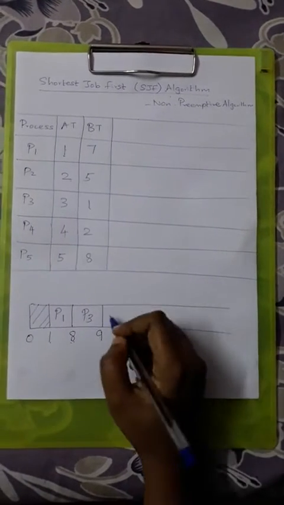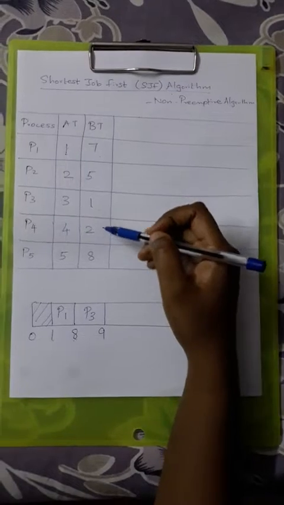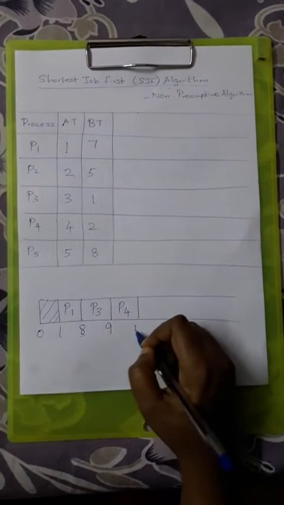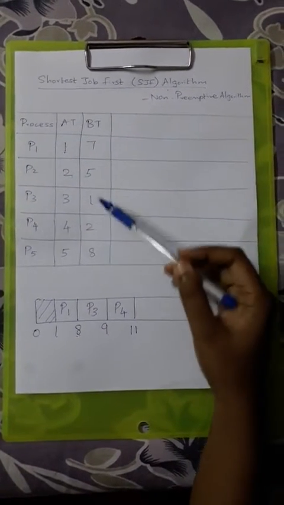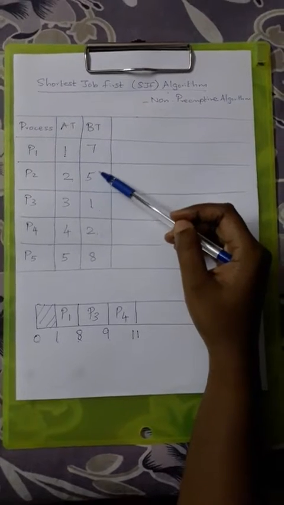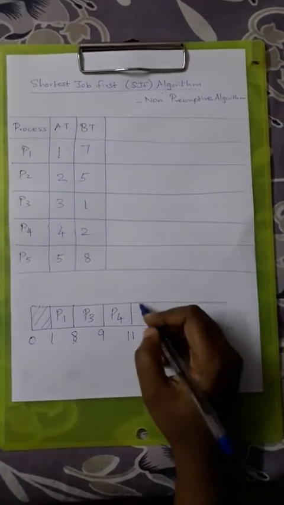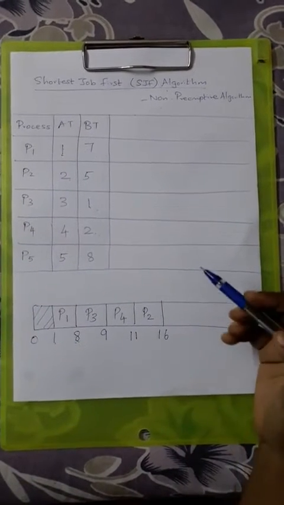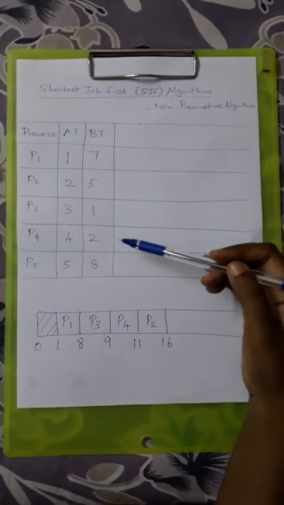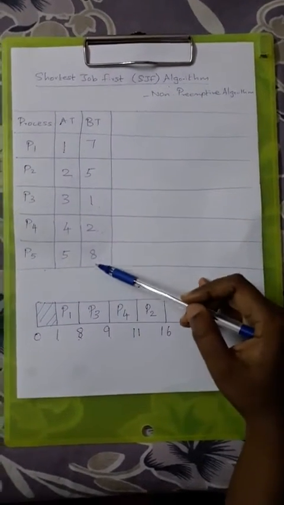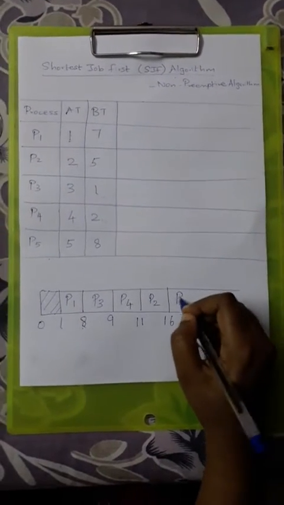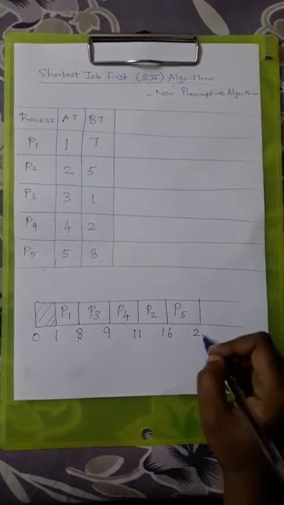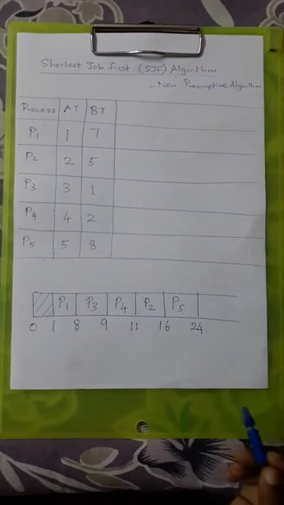Next is process P4, because the next minimum execution time is for P4. So P4 will execute from 9 to 11 milliseconds. Next, P2, which has a 5 millisecond execution time, will execute up to the 16th millisecond. Last, process P5, which has an 8 millisecond burst time, will execute at the end, that is 16 plus 8, 24. It will execute up to the 24th millisecond.